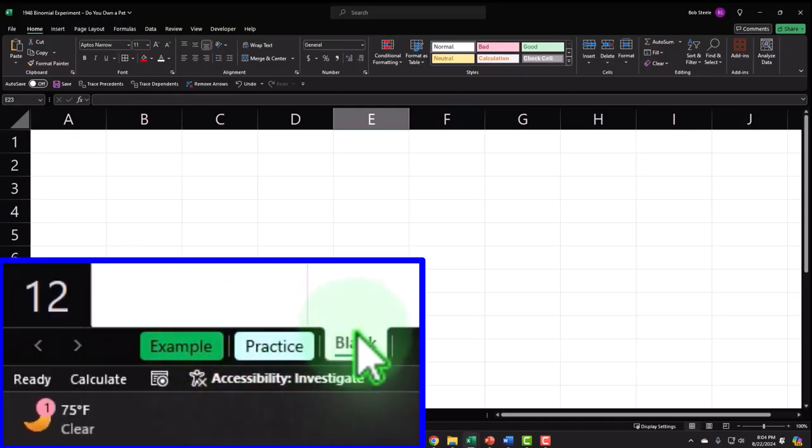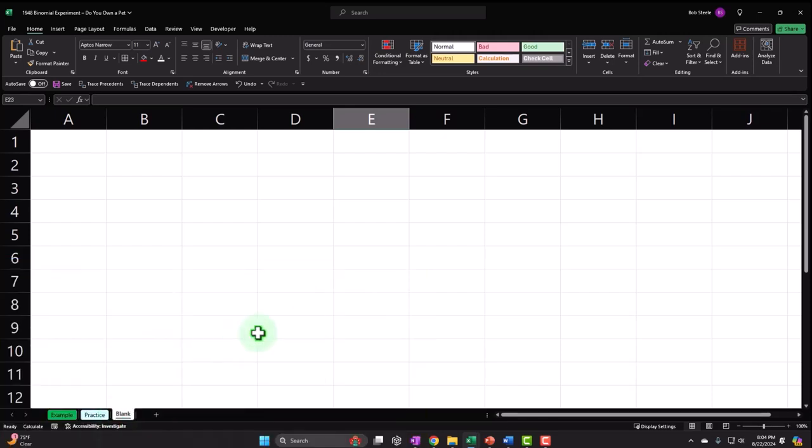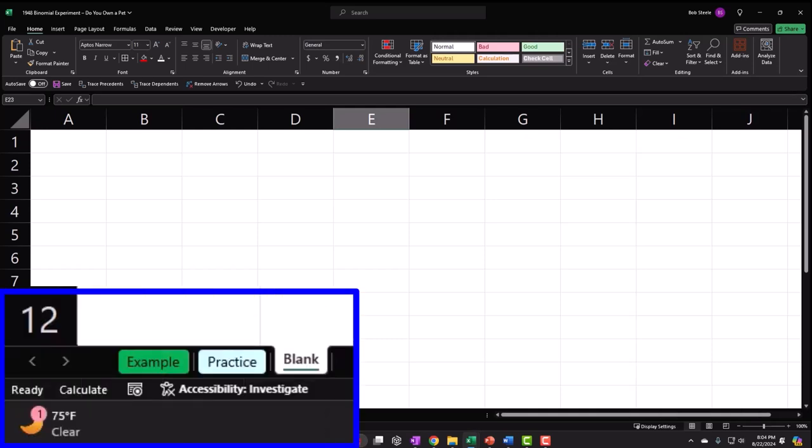Access three tabs down below. Example, practice, blank. Example, in essence, the answer key. The practice tab having pre-formatted cells, so you can practice the practice problem with less Excel formatting. The blank tab, the one we will be working on, as you can see, is blank. We will construct this from a blank worksheet, practicing our Excel tools as we build it.